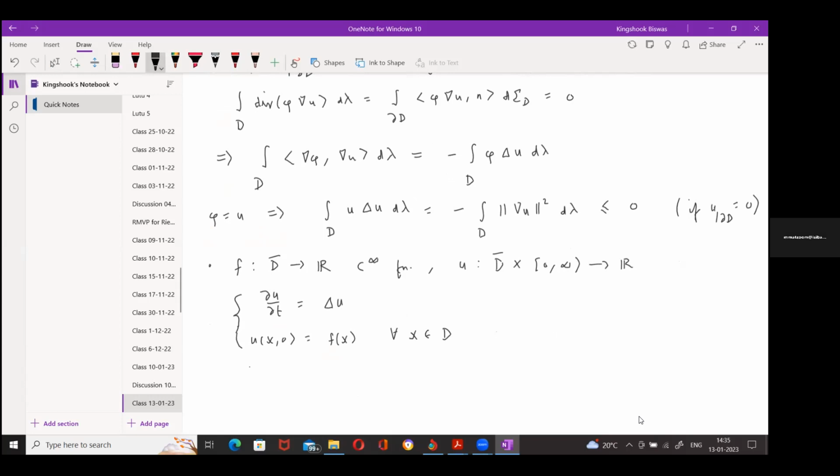And for all time, I can also fix the boundary condition. For the solution of the heat equation, you have a unique solution once you fix the boundary condition. So suppose on the boundary, I fix it to be f of xi, if xi is in the boundary. Okay.